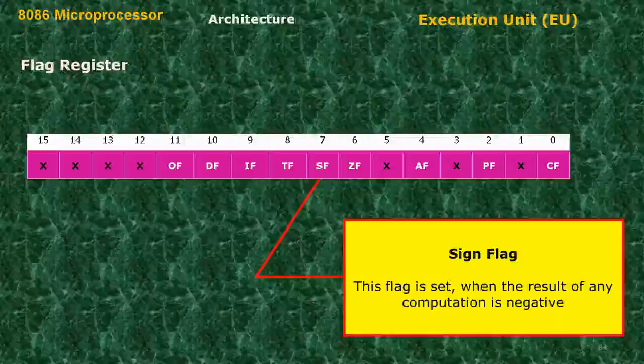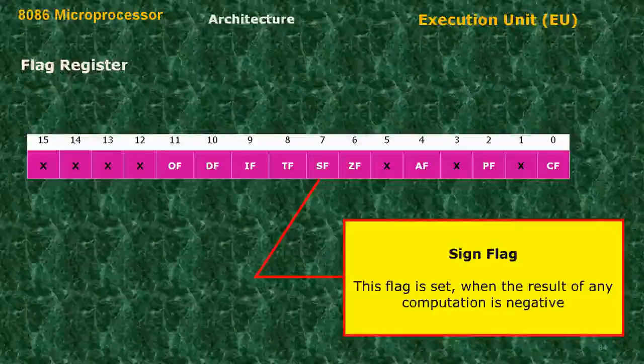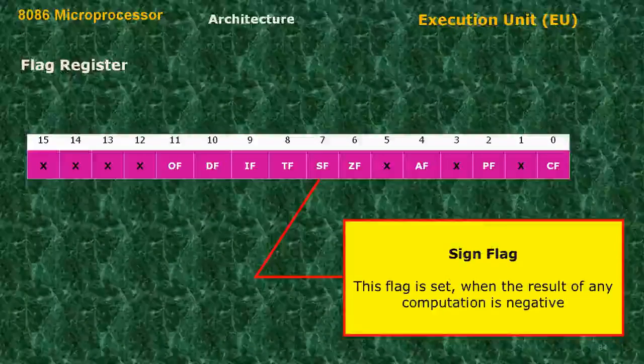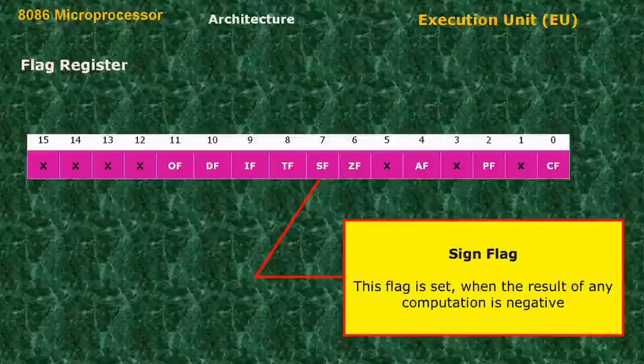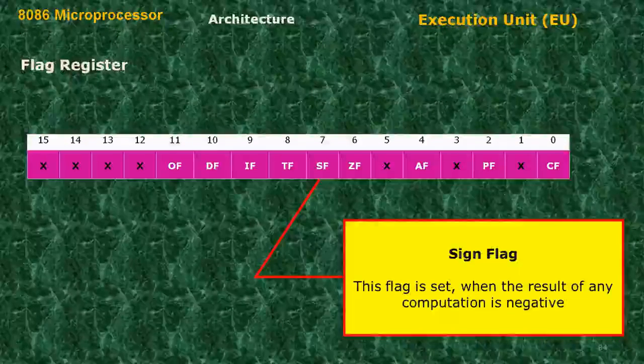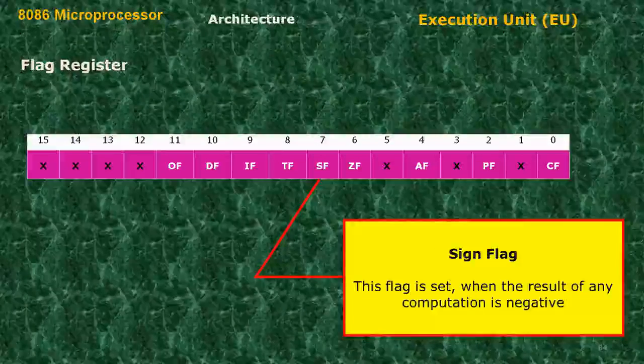Parity will check the number of ones in the lower byte, that is, in bit number 0 to 7. In that, it will count the number of ones. If the number of ones is even, the parity flag will become 1. So parity becomes 1 when the number of ones in the lower byte is an even number.